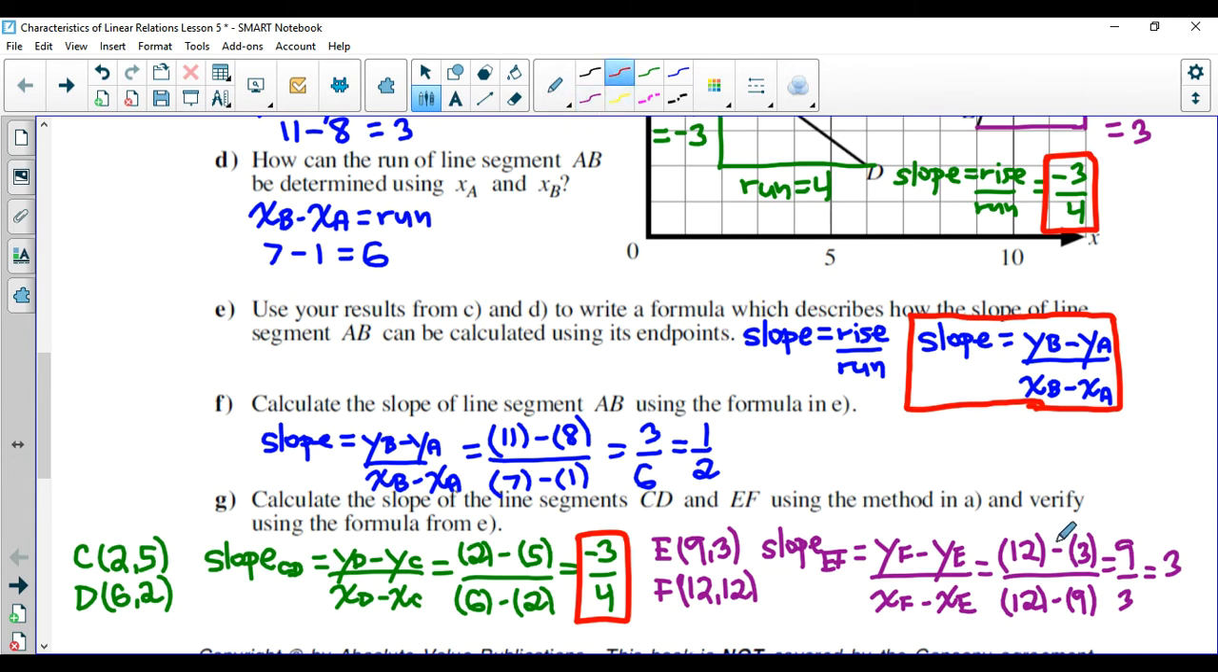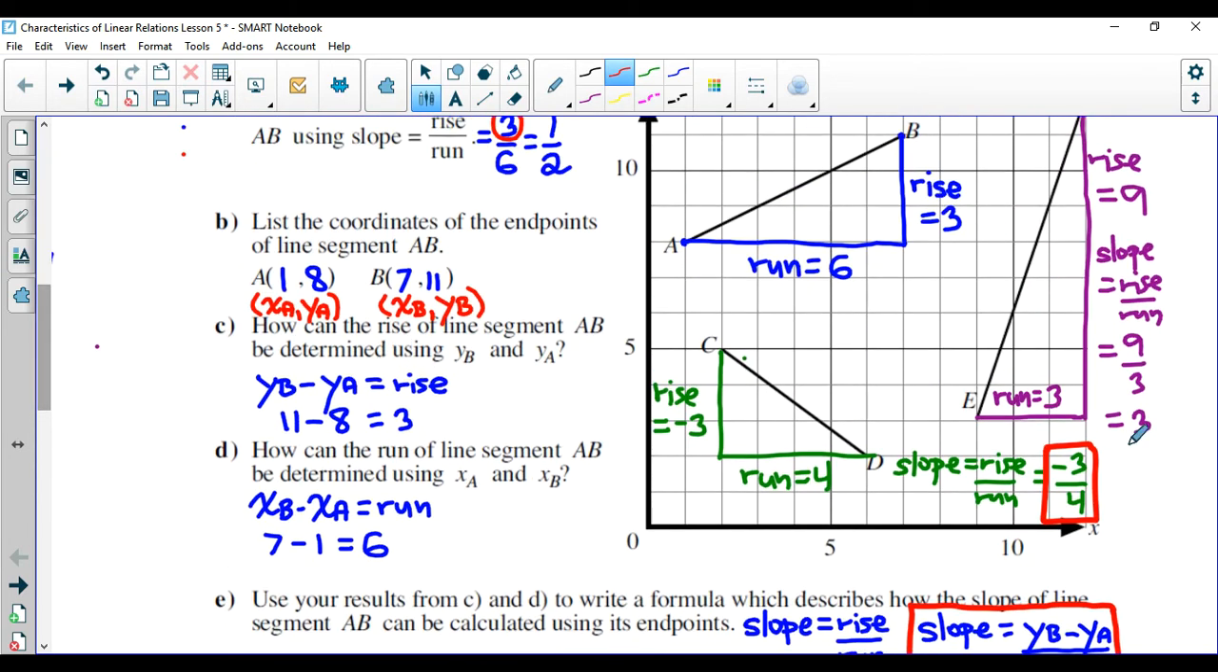And again, we can confirm we got the same thing. So using the slope equation with the endpoints, I got a slope of 3. And then up here, I used rise over run by drawing a slope triangle. I also got a slope that's equal to 3. Okay, so both methods work.